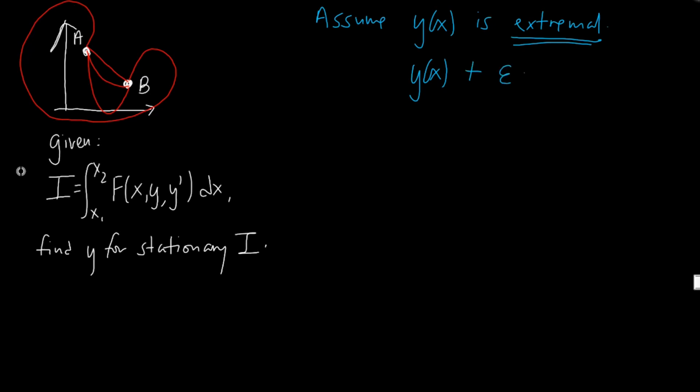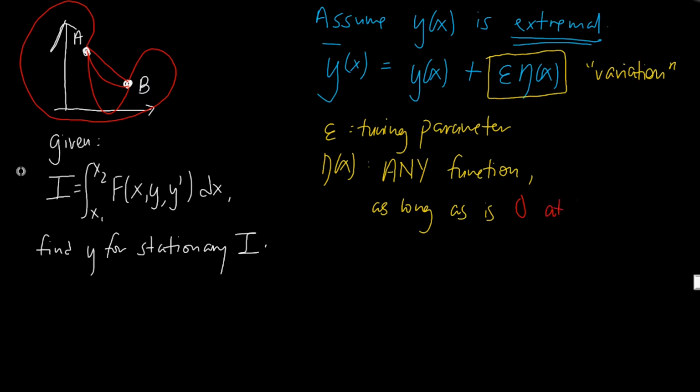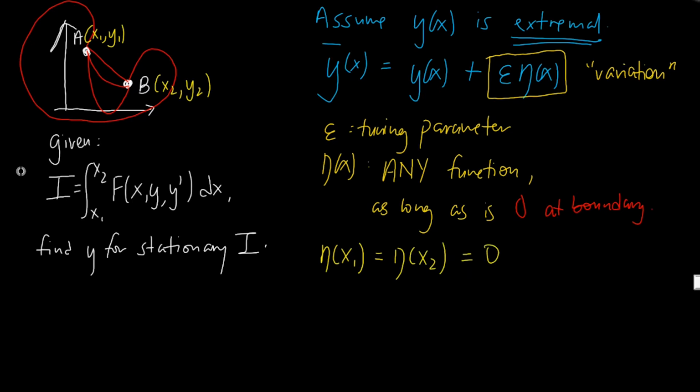We can do that by introducing epsilon and eta of x, and I'll call the resulting function y bar of x. Now this term here can be thought of as a variation from the perfect path, where epsilon is just a tuning parameter, and eta of x could be any function, like literally any imaginable function that you could think of, but with only one condition, that is to be 0 at the boundaries, which is to say eta of x1 and x2 is equal to 0.